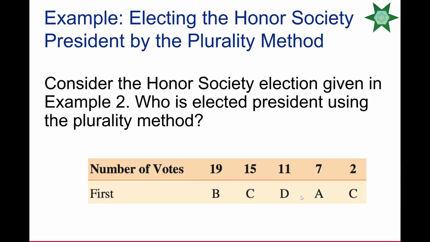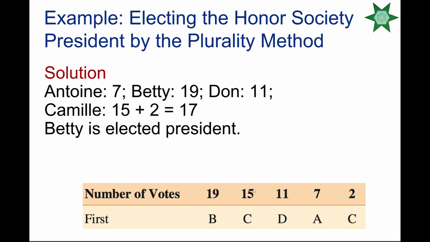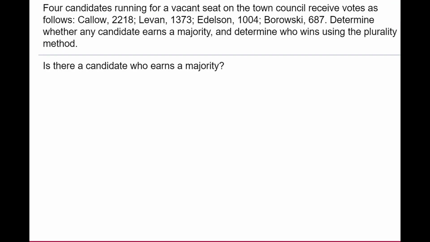So consider the Honor Society election that we worked out earlier. Who's elected the president using plurality? So when you use plurality on the preference table, you're only going to look at the first row. And so you want to tally up and see how many votes did people get. So Antoine had 7, Betty had 19, Don had 11, and remember we had Camille there was 17. And so who has the most votes? Betty. So Betty would be elected president using the plurality method. She got 35% of the first place votes or first choice votes, but not a majority.